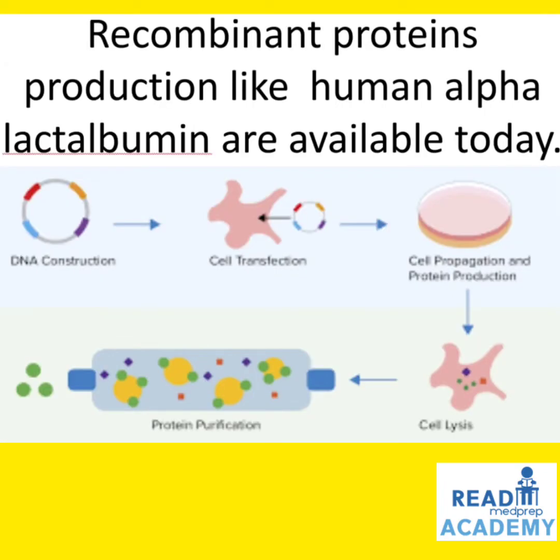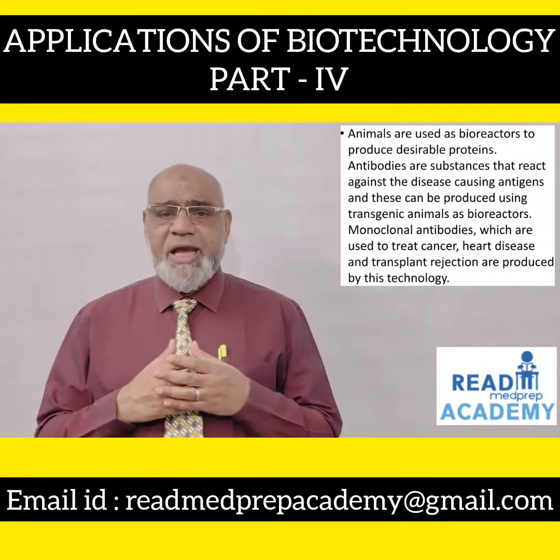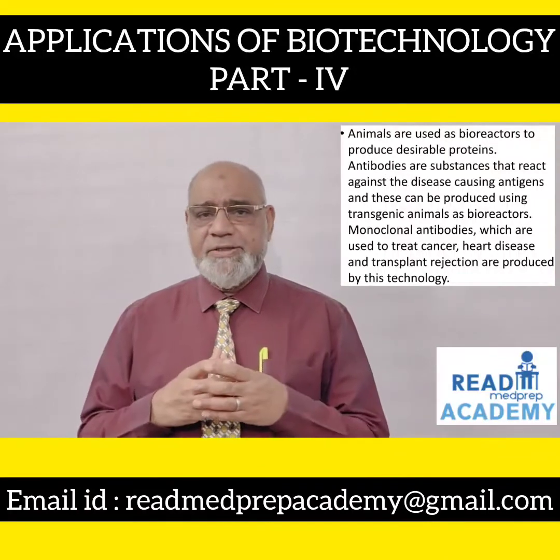Recombinant protein production, like human alpha-lactalbumin, is also available today, where the DNA construction is done of the plasmid with the required gene and a cell transfection is done. Cell propagation and protein production is done, and the cell lysis occurs, which results in the protein purification and extraction of the protein. Animals are used as bioreactors to produce desirable proteins.